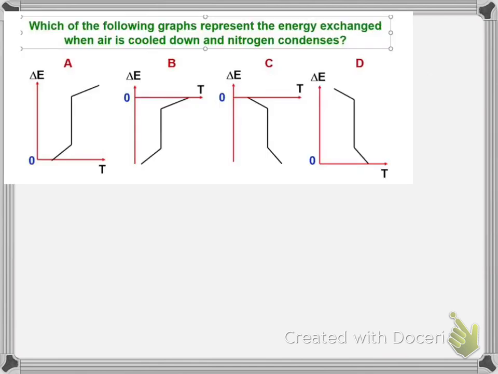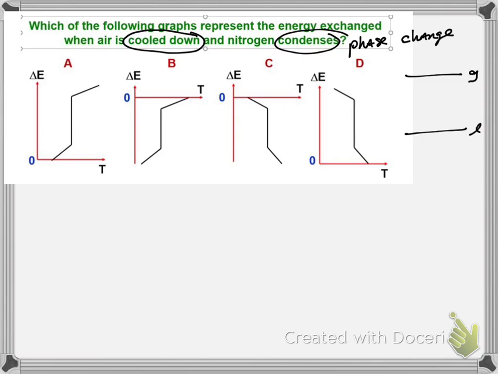Okay, which of the following graphs represents the energy exchange when air is cooled down and nitrogen condenses? Right, so let's take a look at what we have. So we have a phase change due to condensation, and we have temperature change due to the cooling. So what to keep in mind is condensation is starting at a gas and going to a liquid. That change results in a negative change in delta E. That negative change in delta E is important because that's going to determine our overall graph. As we're cooling, which is a negative delta E, and we're condensing.